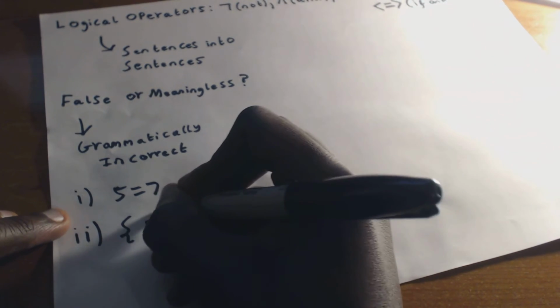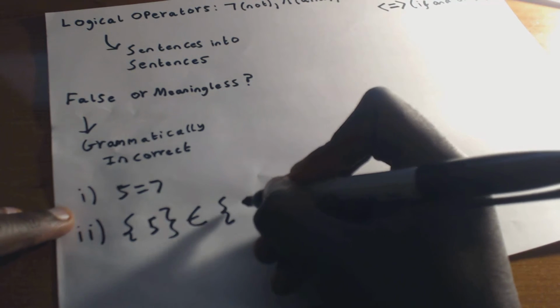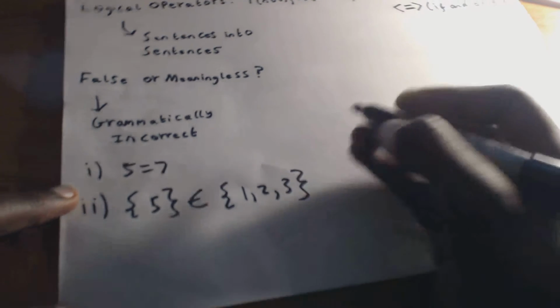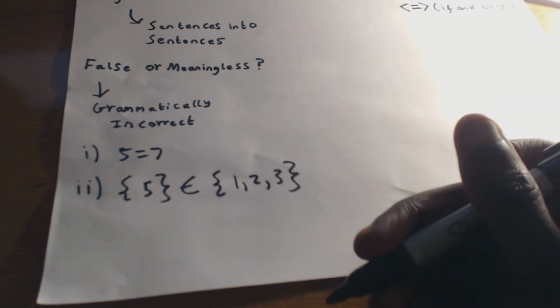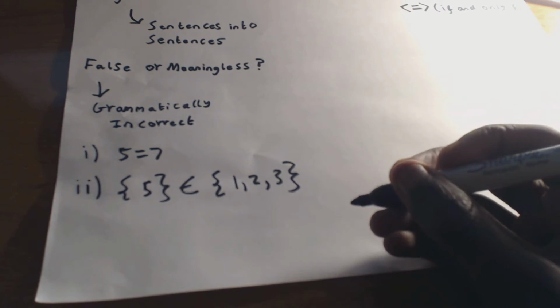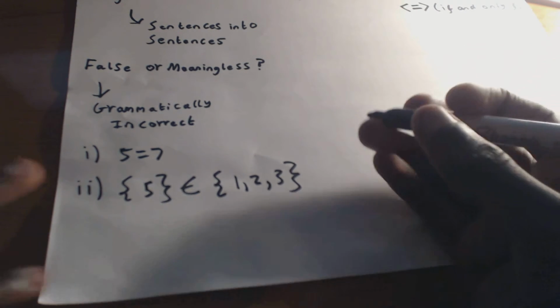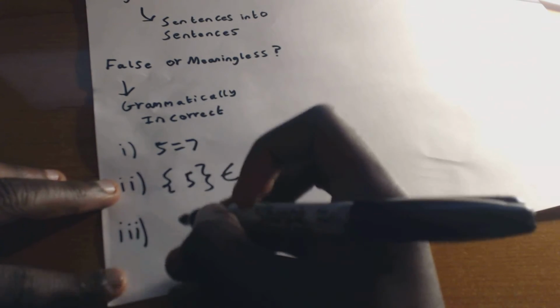Another example would be: the set {5} is an element of the set {1, 2, 3}. Again, this is a false sentence. The set {5} is not an element of the set {1, 2, 3}. However, it is a sentence, because I've just said it. This sentence is not true, but it's still a sentence and it still holds. So it's not meaningless, and that's the point I'm trying to make.